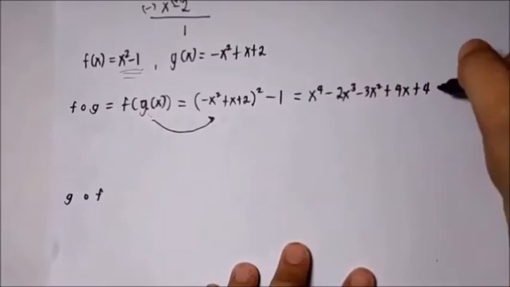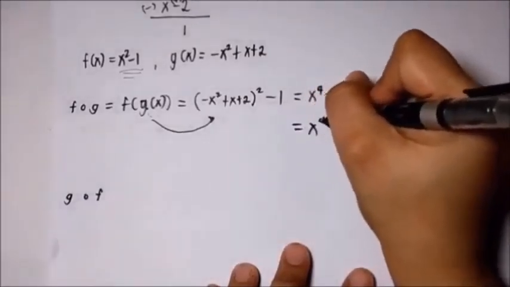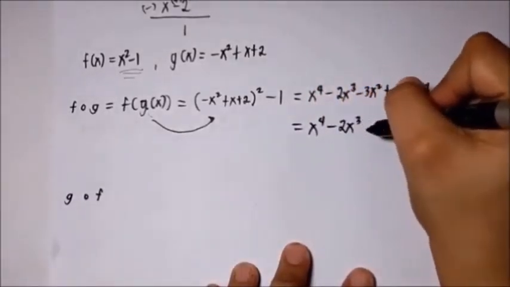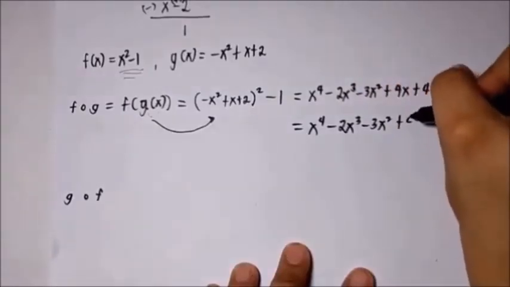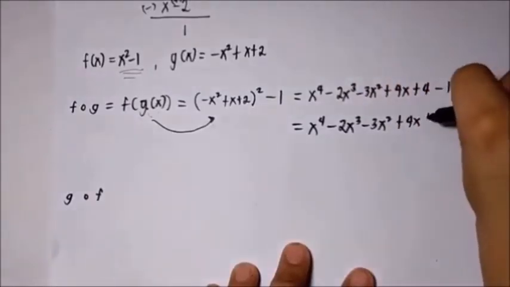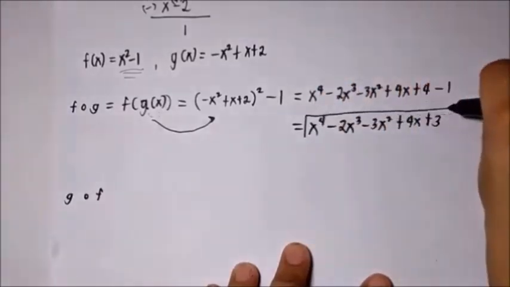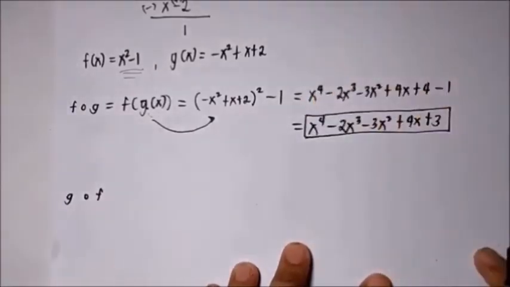And then don't forget you have negative 1. So the result now is x raised to 4, negative 2x cubed, negative 3x squared plus 4x, 4 plus negative 1, that would be positive 3. So this is now f of g.